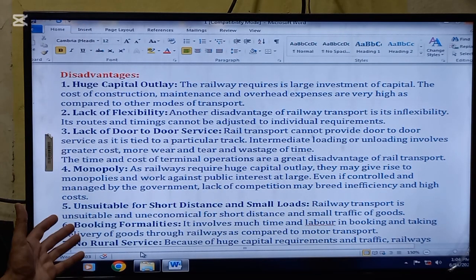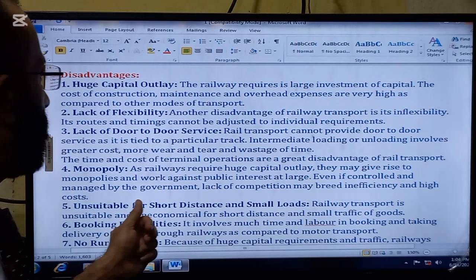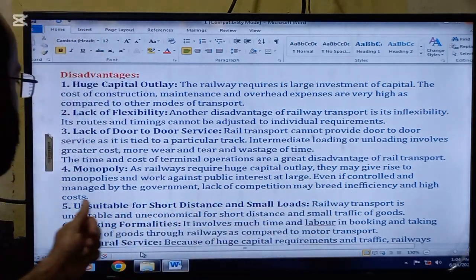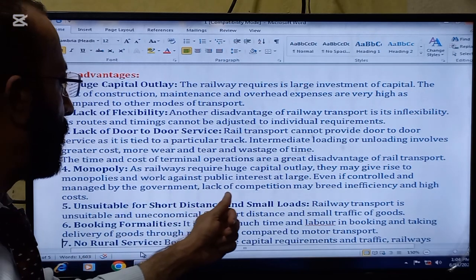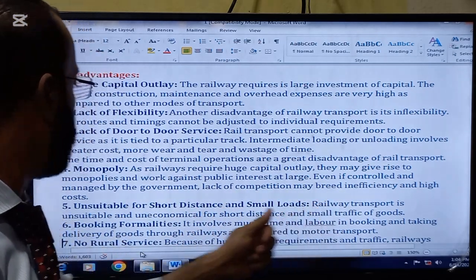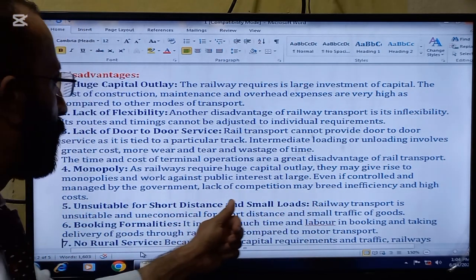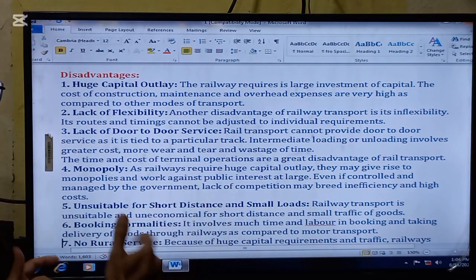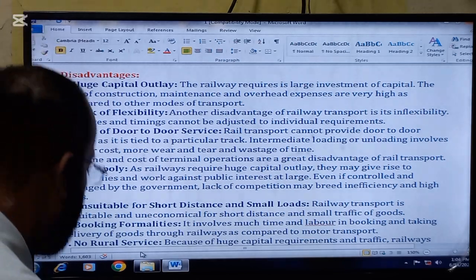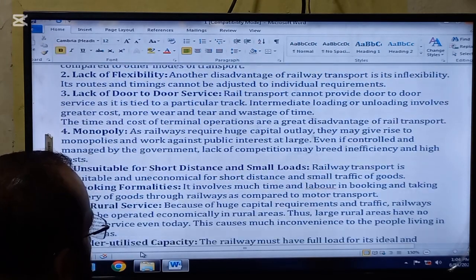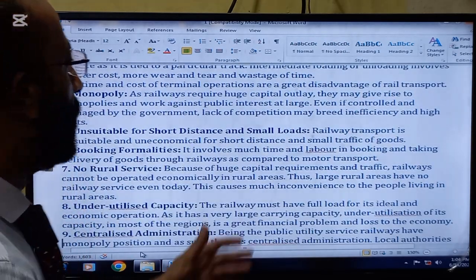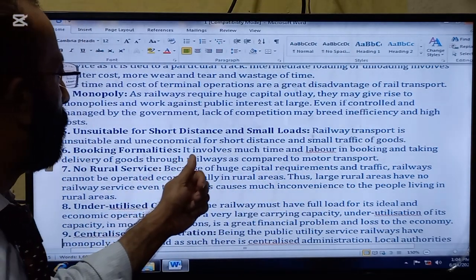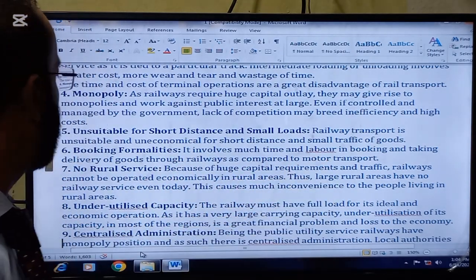Next disadvantage is monopoly. As railways require huge capital outlay, they may give rise to monopolies and work against public interest at large. Even if controlled and managed by the government, lack of competition may breed inefficiency and high cost. So, big disadvantage. Next is unsuitable for short distance and small loads. Railway transport is unsuitable and uneconomical for short distance and small traffic of loads.